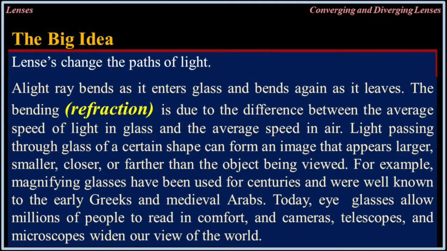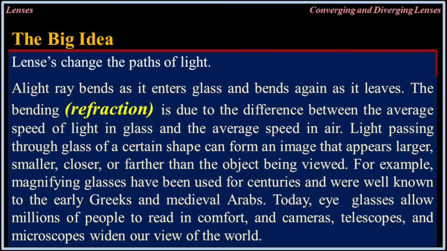The big idea: lenses change the paths of light. A light ray bends as it enters glass and bends again as it leaves. The bending, refraction, is due to the difference between the average speed of light in glass and the average speed in air. Light passing through glass of a certain shape can form an image that appears larger, smaller, closer, or farther than the object being viewed.